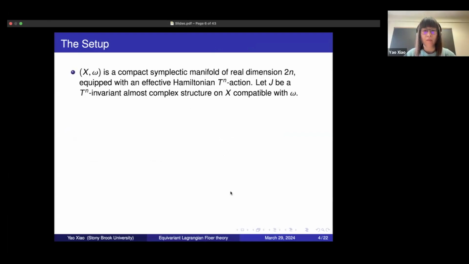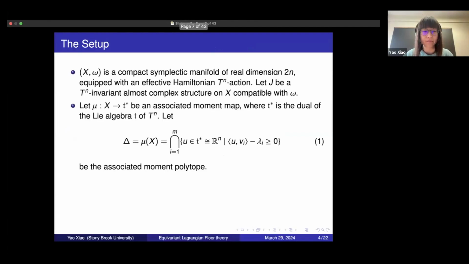Suppose we have a compact symplectic toric manifold. Of course, by toric, I mean there's a Hamiltonian torus action T^n of half the dimension of the symplectic manifold. And suppose we also take a T^n-invariant almost complex structure. We also consider an associated moment map from X to the dual of the Lie algebra of T^n. And by the convexity theorem, you have a convex polytope, which is the image of the moment map.